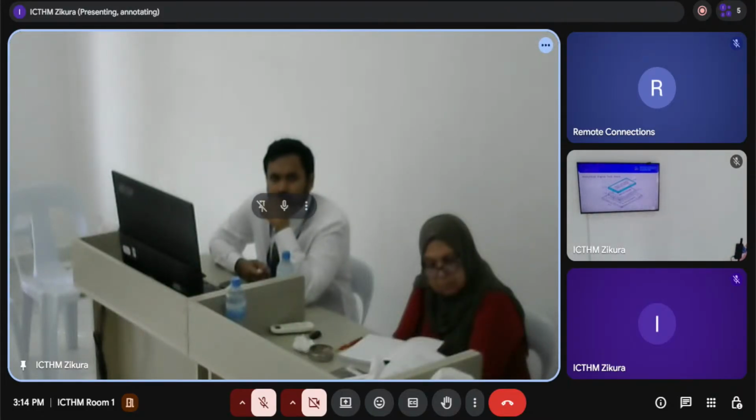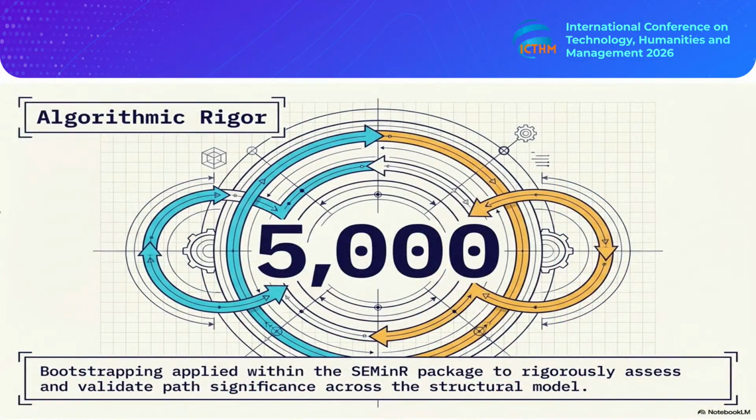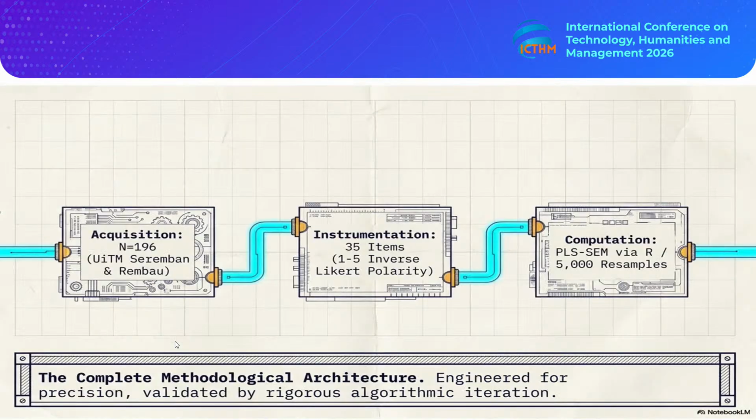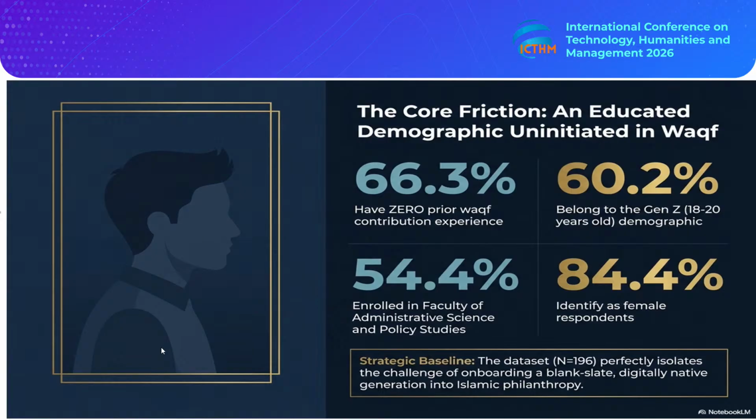And we are using SEM here. This one is how to validate. We are using the aggregated figure and we are using bootstrapping, which is applied using this calculation. So the result is that we found that 66.3% had zero prior wakaf contribution, that they did not remember at all if they ever contributed to wakaf.